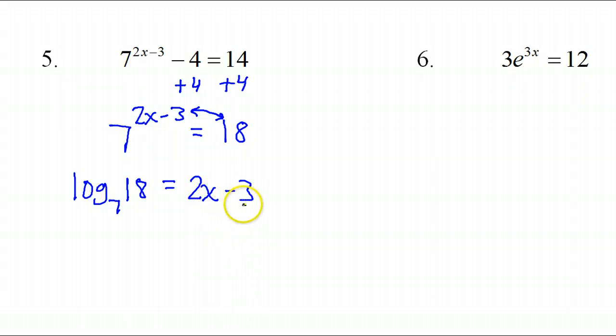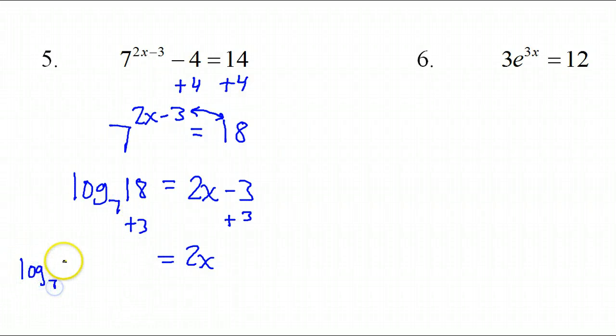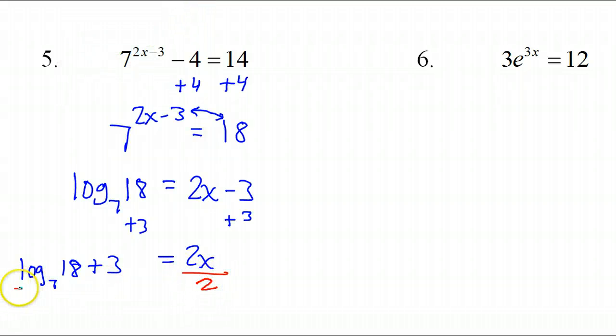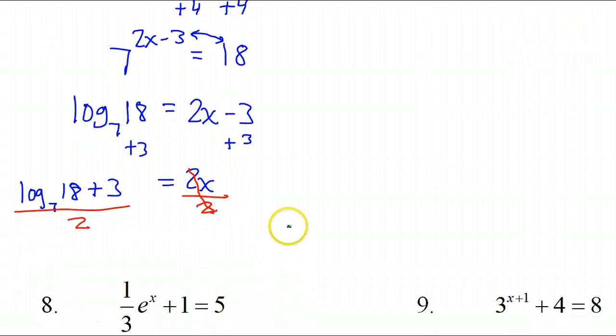Alright, now we have to go a little bit further because we're trying to get this x by itself. So we will have to add 3 to both sides and then divide by 2. Okay, so if I add 3 to both sides, I've got 2x. Now this, I'm not going to do 18 plus 3. I'm just going to put log base 7 of 18 plus 3 to stick it on the end. Alright, now we will divide both sides by 2. Just make sure you divide the whole thing by 2. Okay, so that's going to get x by itself.